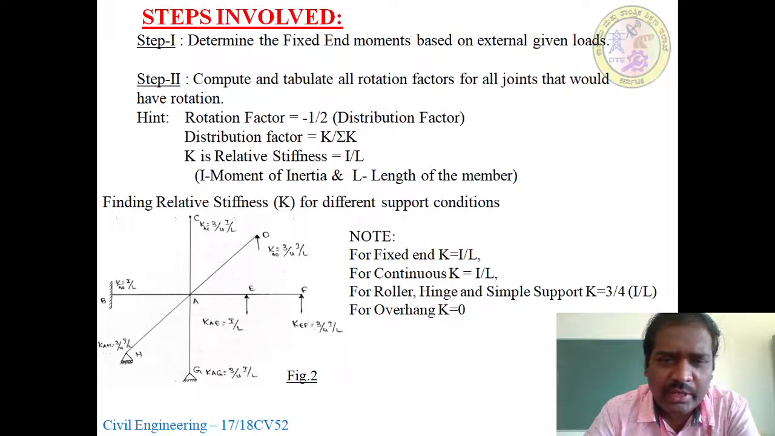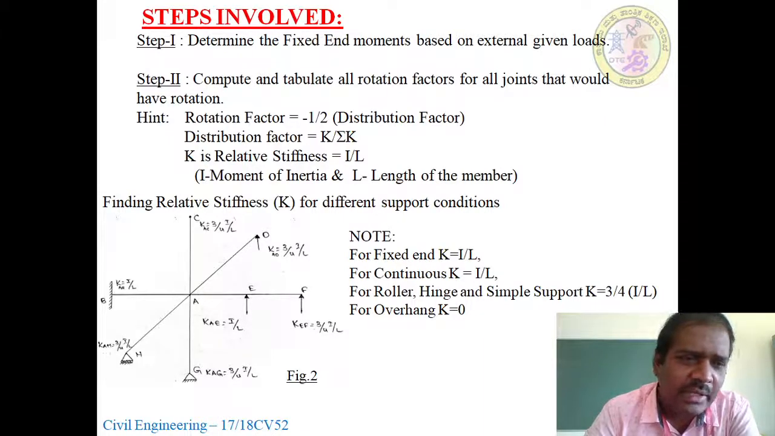An important note here: for AB, check the position of B. Is it fixed? Yes. If it is fixed, K is equal to I by L. Only two cases have K equal to I by L; otherwise K is equal to 3 by 4 I by L. For example, AB: check whether the position of B is fixed. Yes, so it is I by L. Consider AC. Is it fixed? No. Is it continuous? No. So it is pin jointed, so K is equal to 3 by 4 I by L.